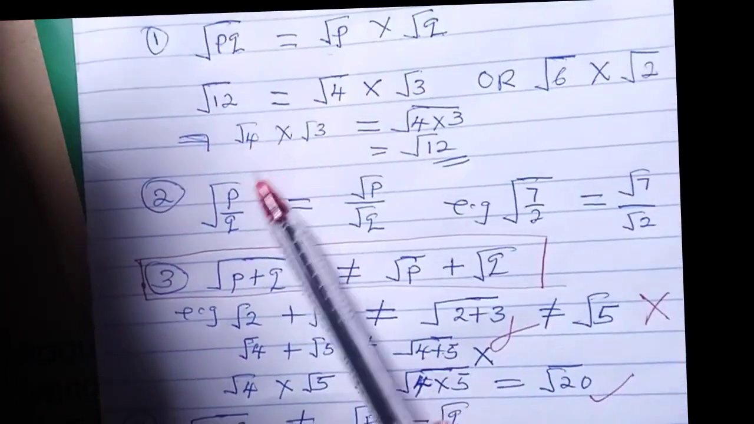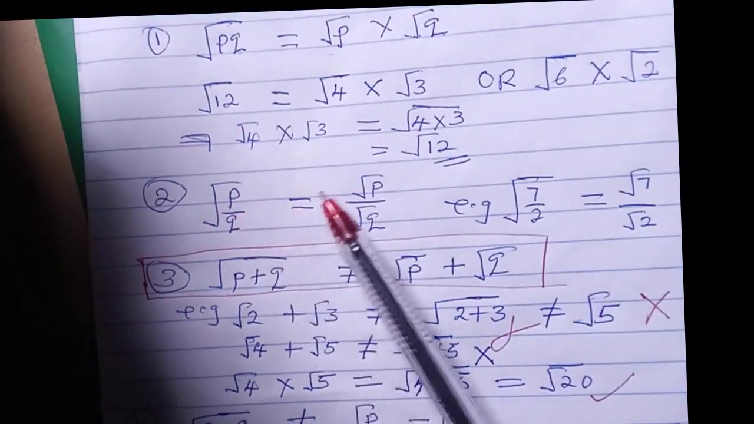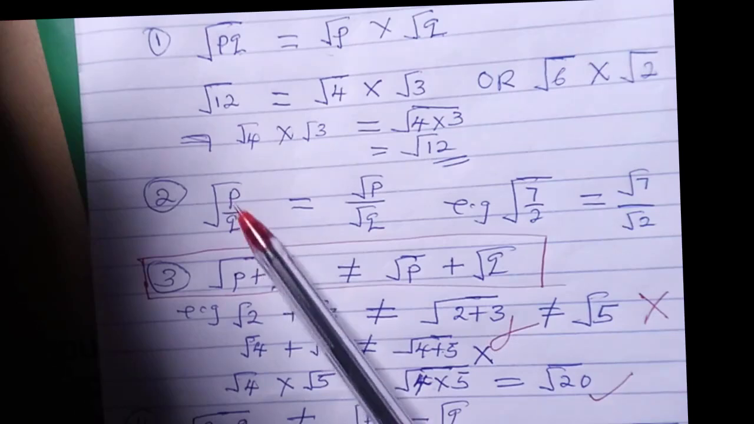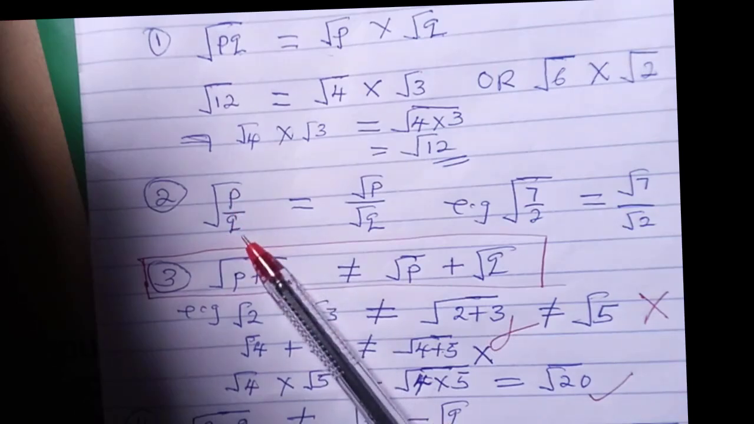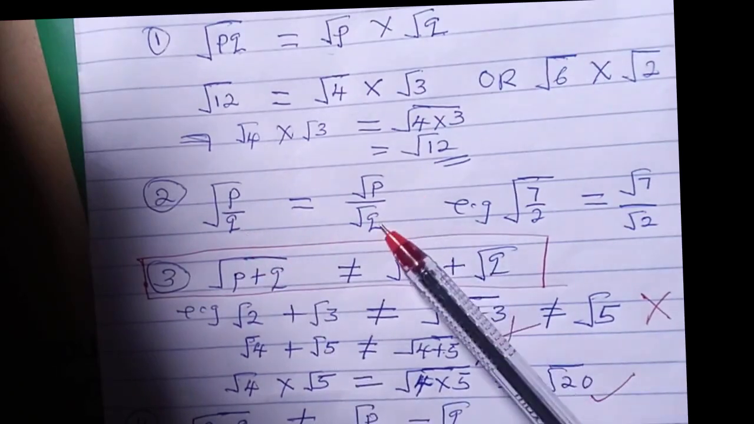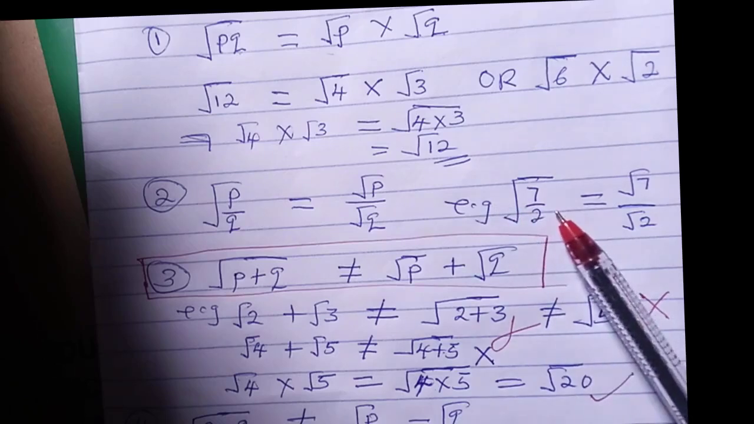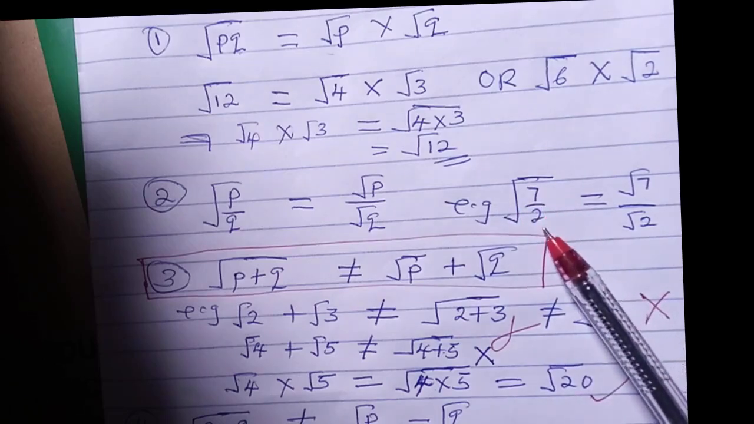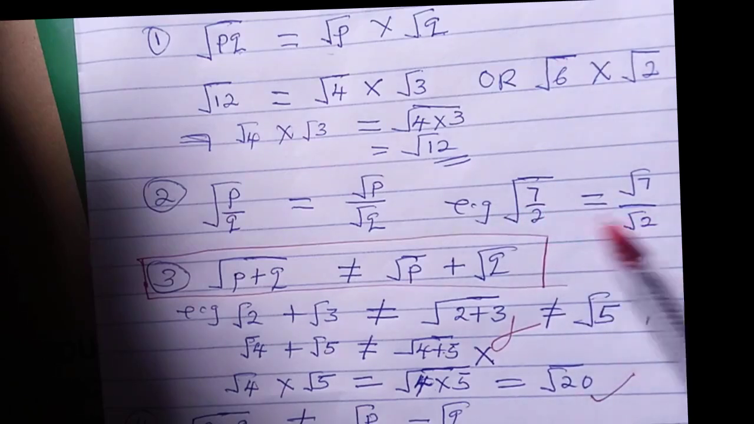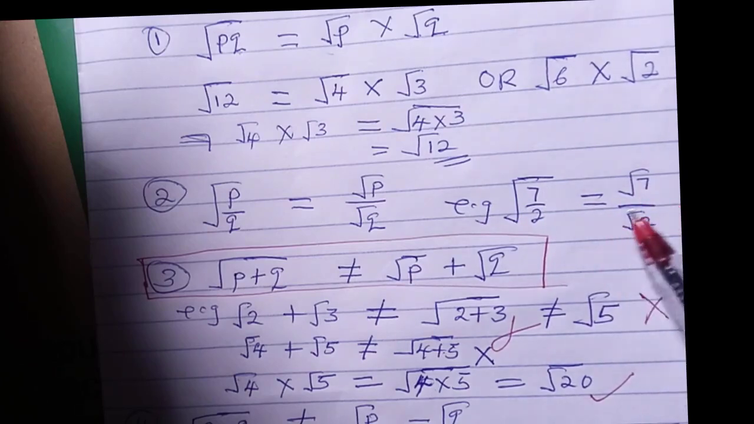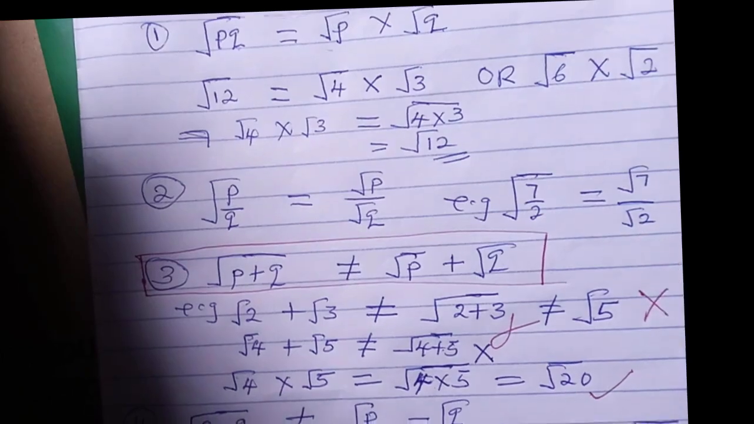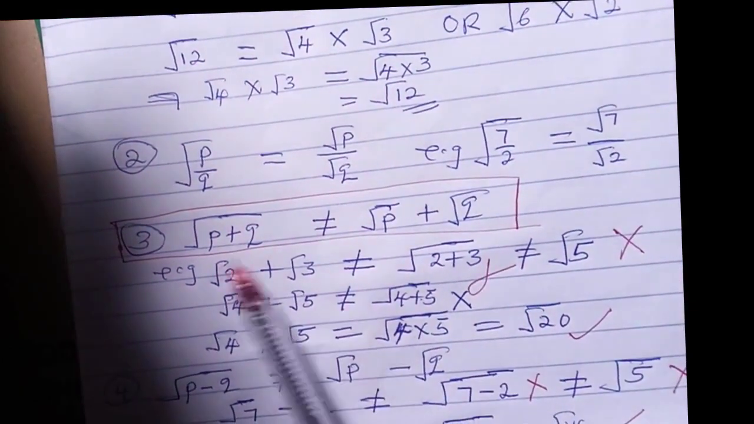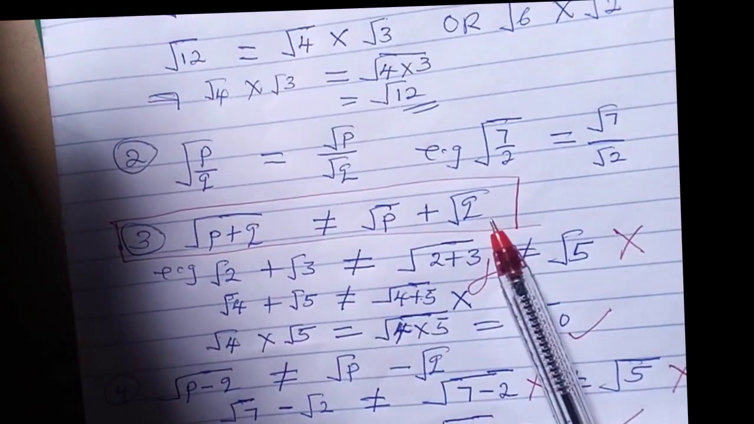Then we also looked at division, that when you have roots of two integers that are dividing, more like a fraction, you can also separate them. So we gave an example that when you have root 7 over 2, it can be separated: take the numerator root 7, take the denominator root 2. But for addition, you cannot separate the integers.